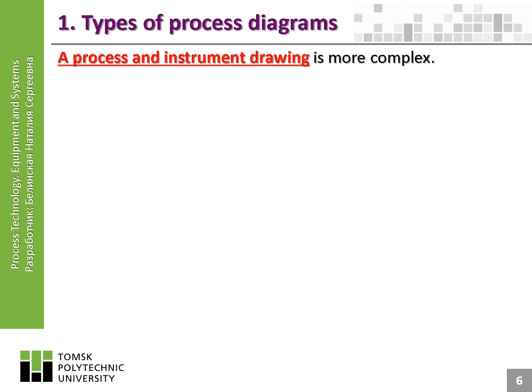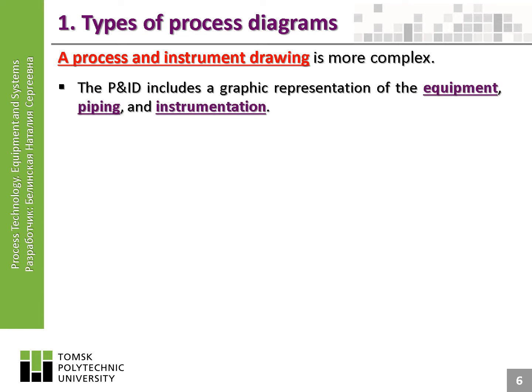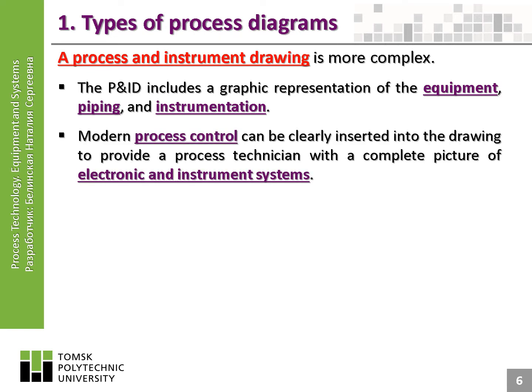A process and instrument drawing is more complex. The P&ID includes a graphic representation of the equipment, piping, and instrumentation. Modern process control can be clearly inserted into the drawing to provide a process technician with a complete picture of electronic and instrument systems.